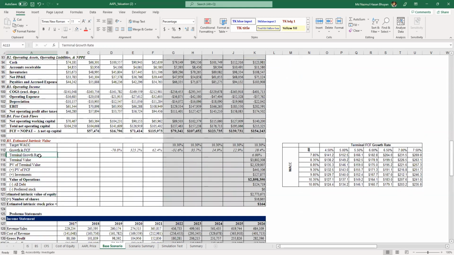Now, terminal growth rate, in this case, I put 6%. This is very much discretionary. You can put something from 3% to, I would say, 6 to 7%. Here I choose 6%. Even if you choose 4%, I don't see anything wrong here.